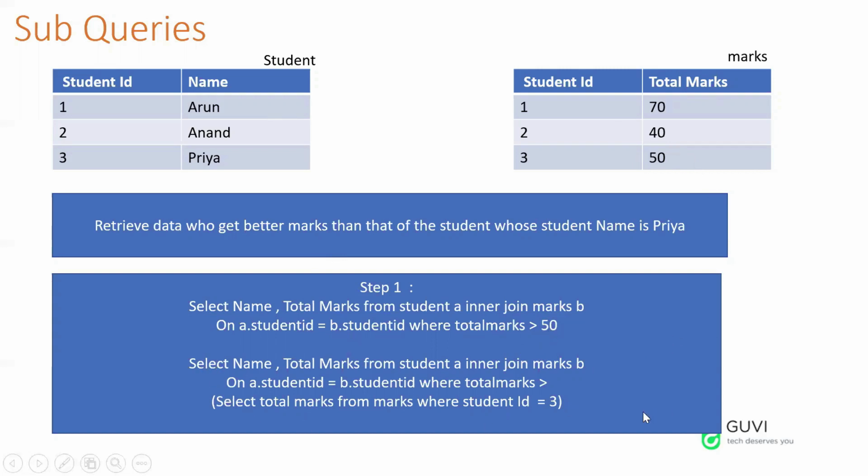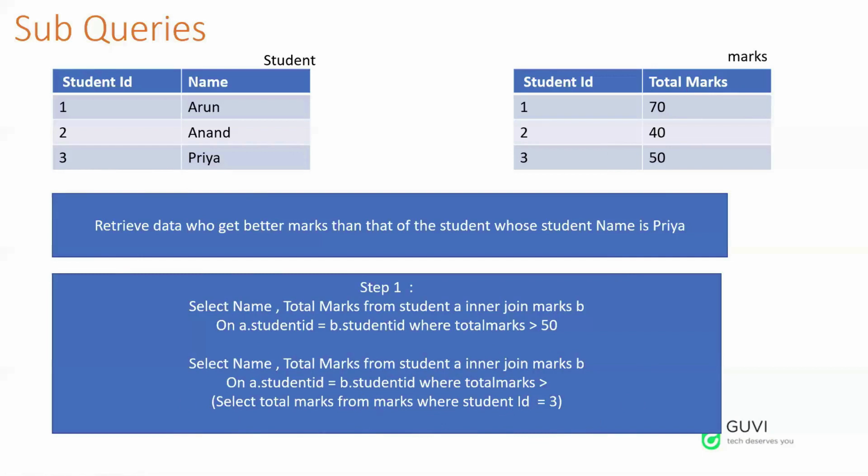If you look at the query below, we have the same query here. We just replace 50 with: select total marks from marks table where student ID equal to 3. Student ID 3 is nothing but Priya. So I'm going to retrieve from the marks table the row having Priya's student ID, and then use this comparison, total marks greater than this output. This output will give you 50, so total marks greater than 50. Then you have the select statement.